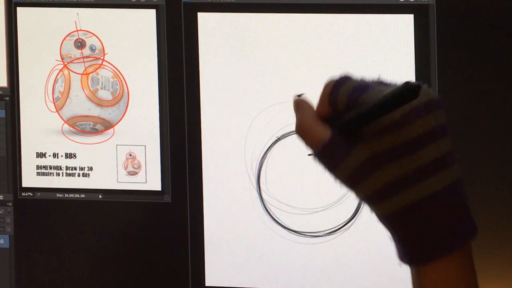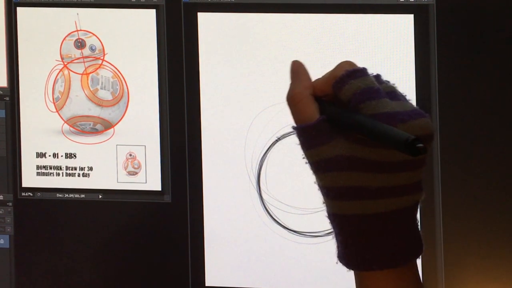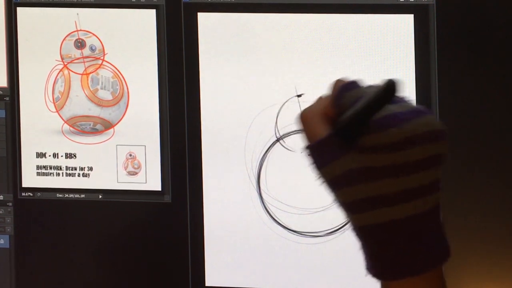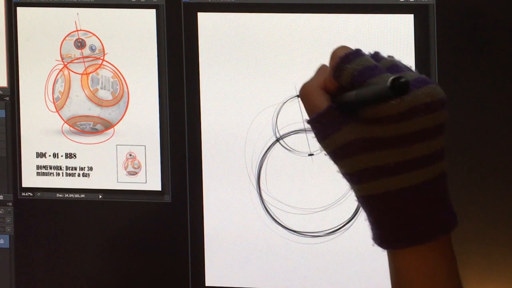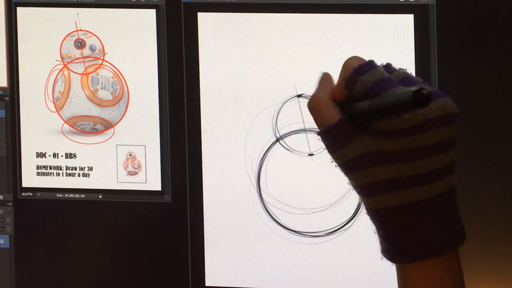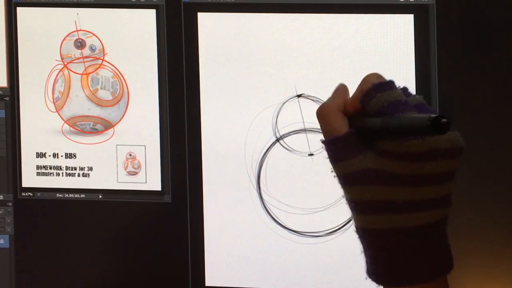Let's see, I think I've got the angle of the head. Okay, let's do this circle. Okay, remember to draw really light. Oop, he's kind of an egghead right now. Poor BB-8.